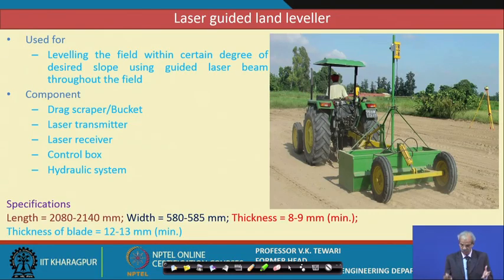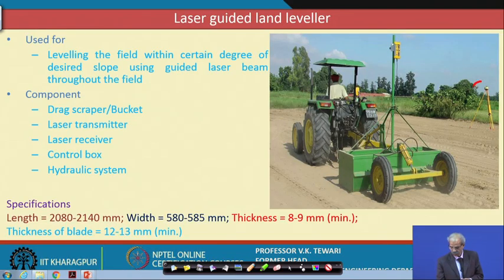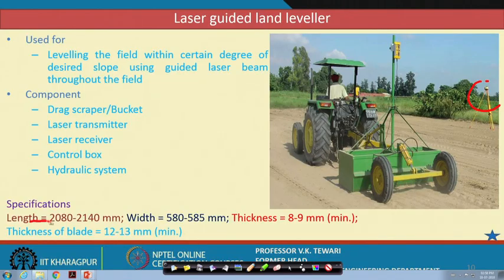If you have not, then you must know that when we are talking of the system, there is another aspect which is at one location here, and then we see how the laser is reflected and is received. So, depending upon where it is and how you have located these, you will be able to do the job, but it does a very good job. Some details are given about the length. Generally, it varies from 2080 to 2140 millimeters. The width is about 580 to 585 millimeter, thickness about 8 to 9 millimeter, a minimum of this.